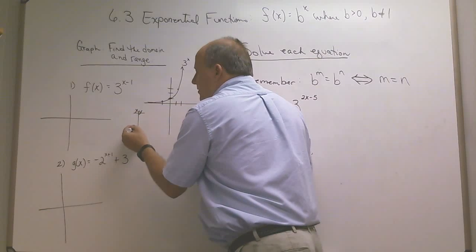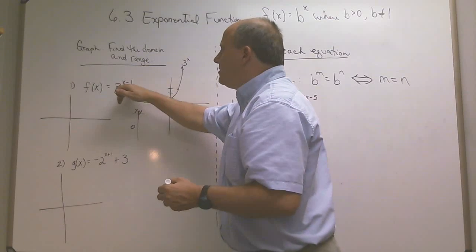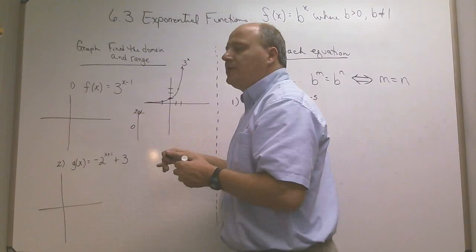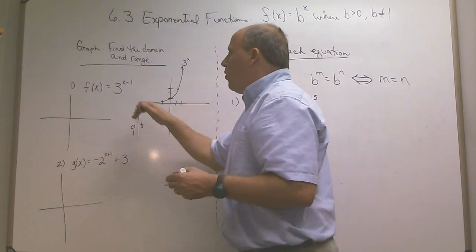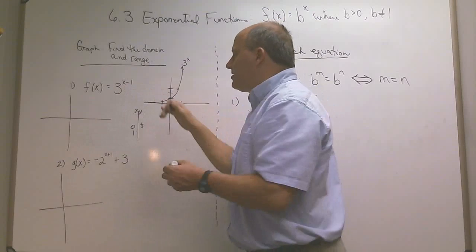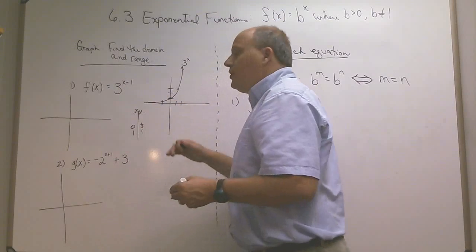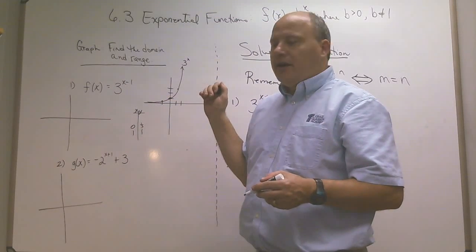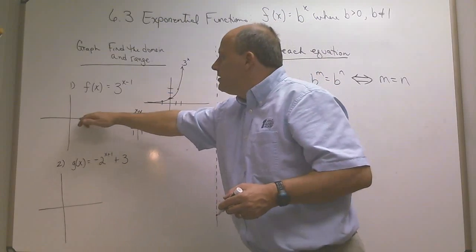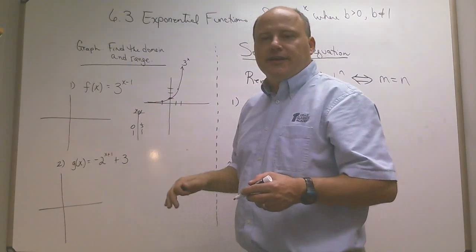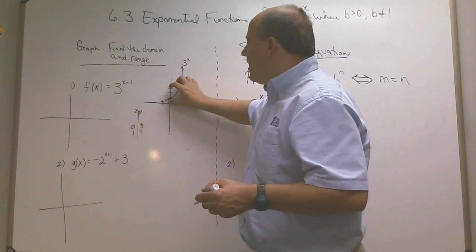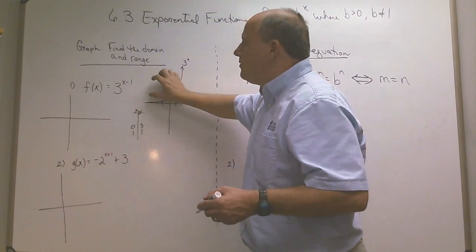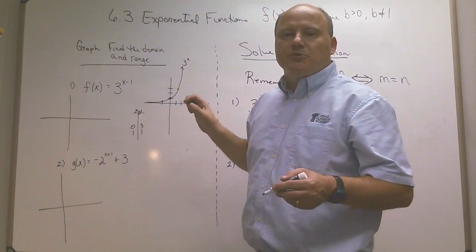and put 0 in, and then 3 to the 0 minus 1 is going to be 3 to the negative 1, which is 1/3. If you put in 1, 1 minus 1 is 0, 3 to the 0 is 1. So you can do it that way as well, just by plotting a bunch of points until you figure out what the graph looks like. I like looking at the basic graph and just moving it point by point 1 unit to the right, because that's what the x minus 1 does.